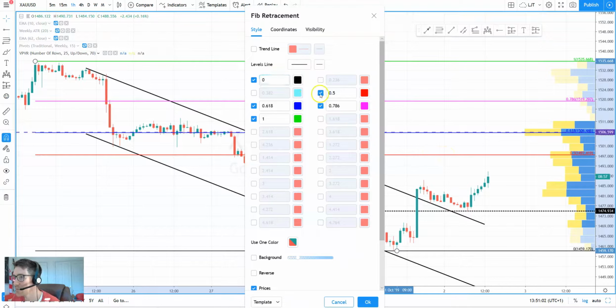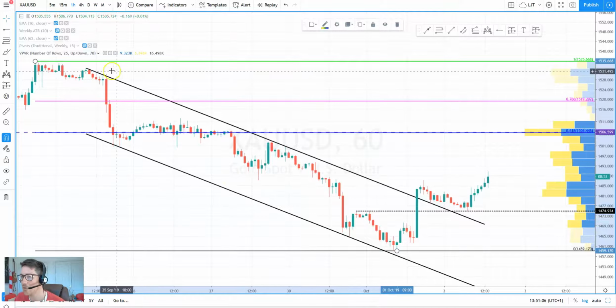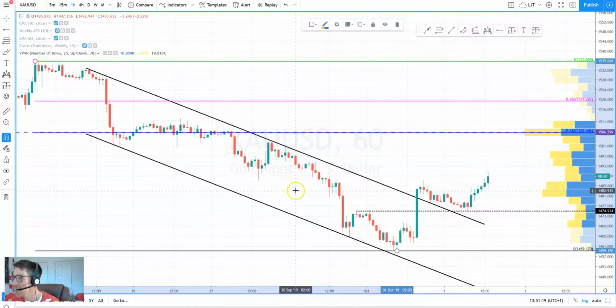I'm just going to get this 50% out of the way, because I'm not sure it's going to be too relevant. What I'm looking for is a confluence of levels, and I've got that here with this 61.8% Fibonacci level, and also the market profile, or the point of control, on this setup here, which comes in at 1506.44.